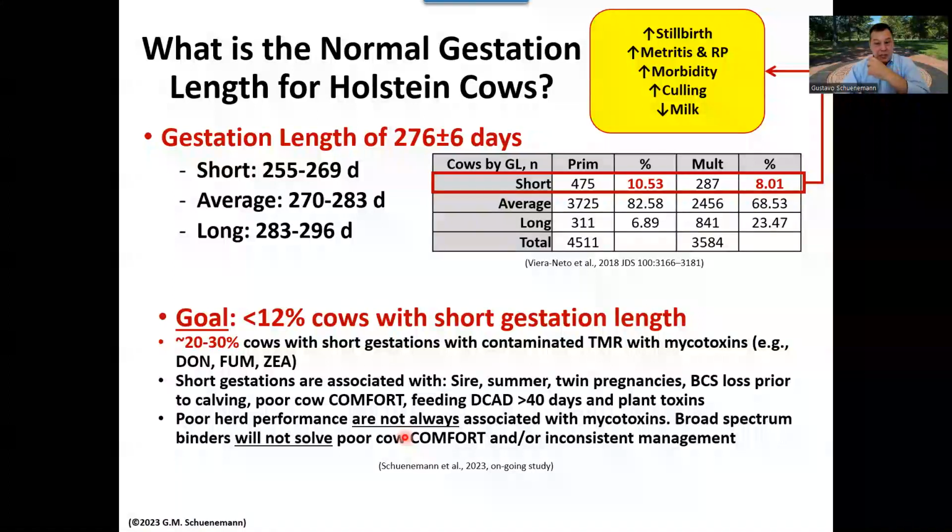This is a problem because that creates a little bit of frustration. Sometimes we use the binder, but we don't see much difference in cow performance. We still see some of the problems.